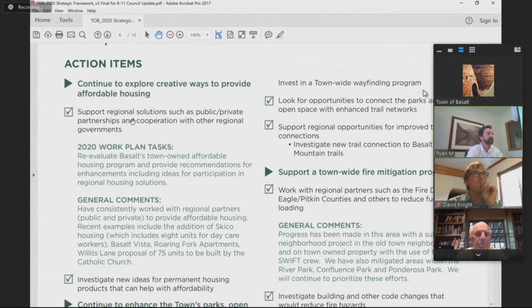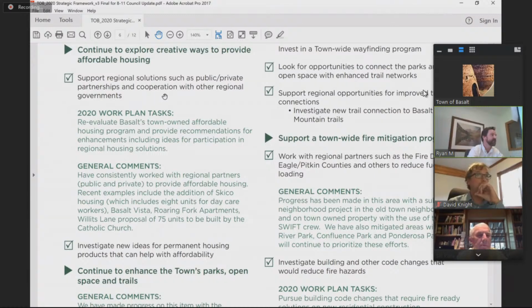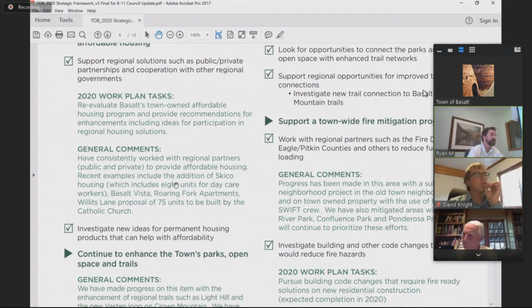Okay, so I'll move on to the built environment. Here, the first bullet item is talking about affordable housing, of course a topic that we discuss frequently, and we have made good strides on in the last handful of years. One of the bullet points under that was supporting regional solutions, so looking at public-private partnerships or government-to-government partnerships. Part of that is that we have worked with different folks, and that's proven to be successful in a number of different models.